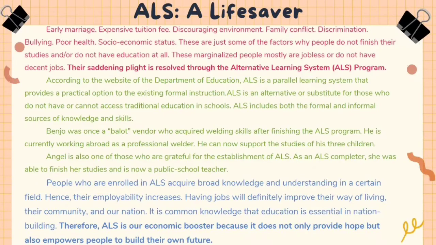Their saddening plight is resolved through the alternative learning system or the ALS program. According to the website of the Department of Education, ALS is a parallel learning system that provides a practical option to the existing formal instruction. ALS is an alternative or substitute for those who do not have or cannot access traditional education in schools. ALS includes both the formal and informal sources of knowledge and skills.